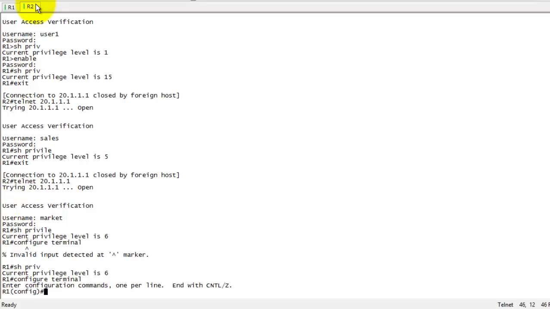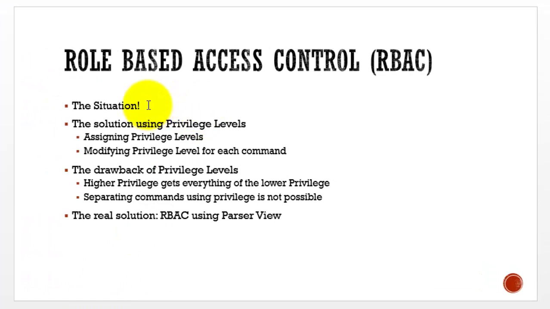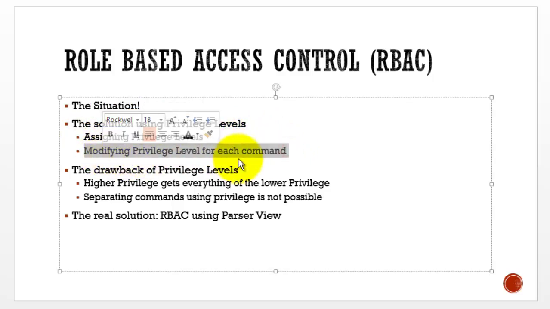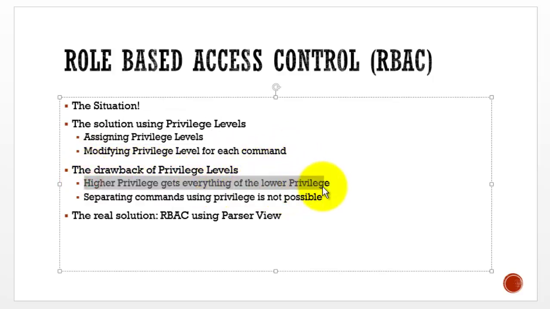To overcome this problem, we have something called RBAC, like we were mentioning. So that was a situation where we tried assigning privilege levels to different users. We modified privilege levels. But you know the drawbacks. A higher privilege level gets everything the lower privilege level gets. Separating commands using privilege level is not possible because, like I mentioned, every command that a lower privilege level can access, the higher privilege by default can access. So what's the solution? The solution then is RBAC using parser view.